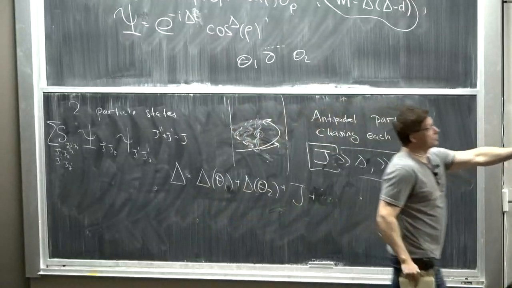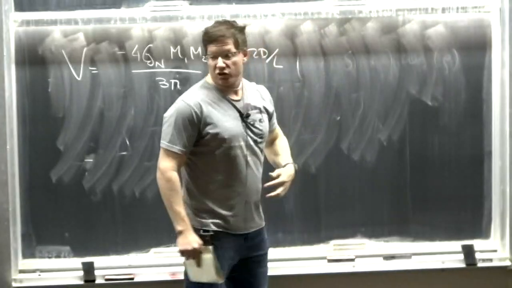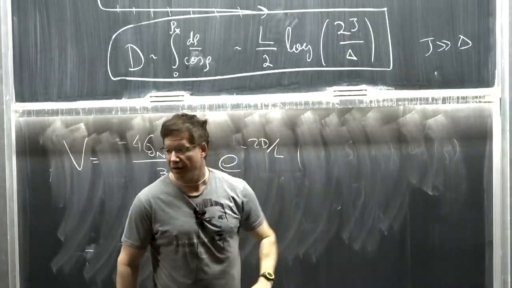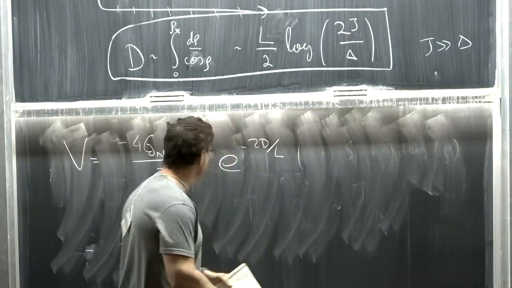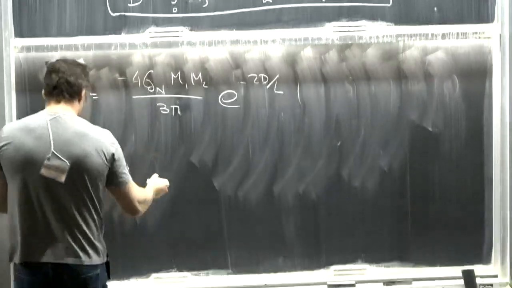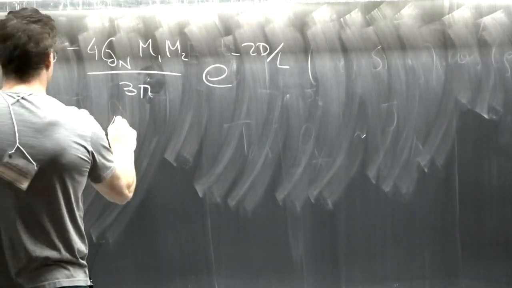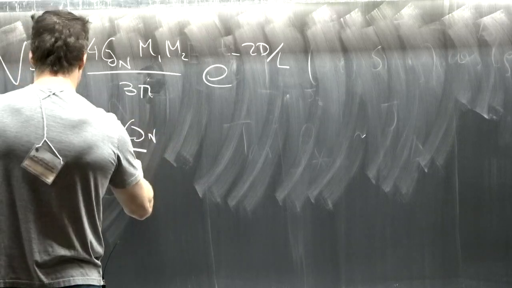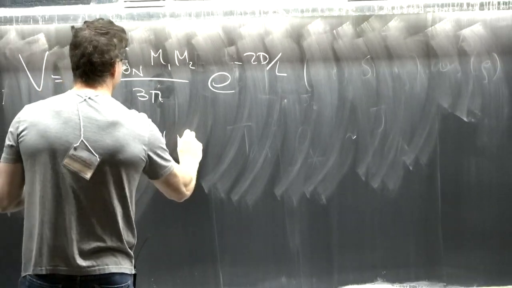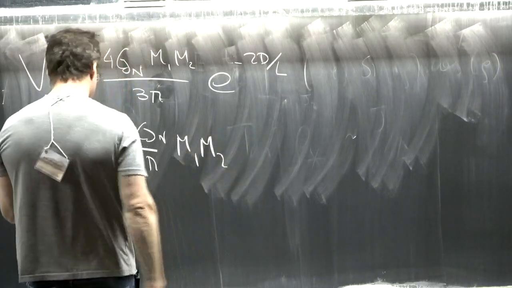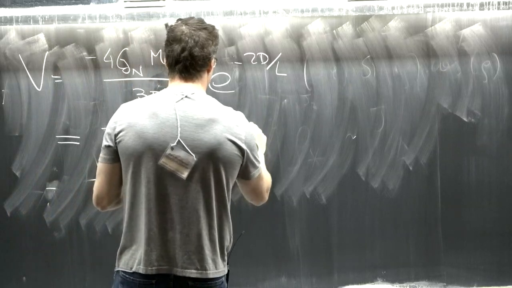So I just need to put the geodesic distance from the first particle to the center, where j is replaced by j over 2, and then add another factor of 2d. And after the dust settles, you get a minus 4 G Newton over 3 pi m1 m2, and then 1 over j.